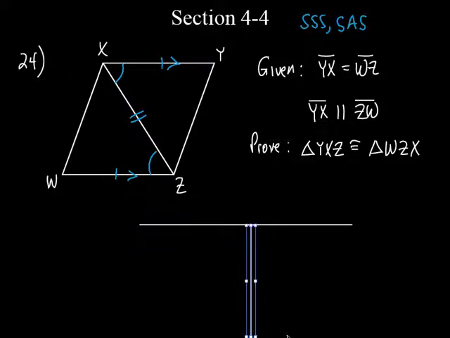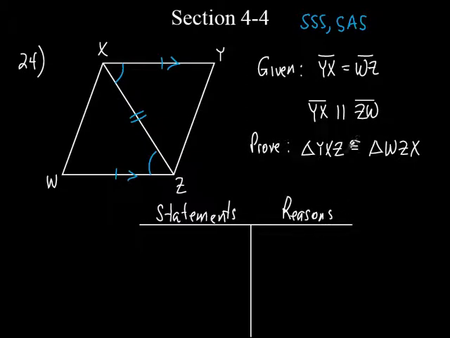Now, what's on the left side of my two columns? This would be my statements. And on the right side of my columns would be the reasons. What we're going to do is go in order. If I'm going to go side, angle, side, I like to start with one of my sides, then do my angle, then do the other side. So what's the easiest side that you can figure out? The ones that are given, the ones that are parallel. So I'm going to say that XY is equal to WZ. You could say congruent or equal. Yeah, it's the same thing.